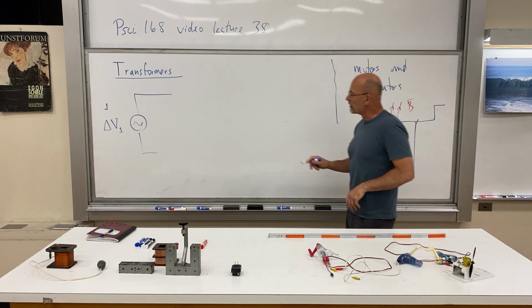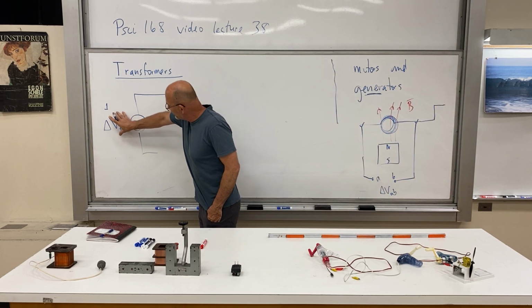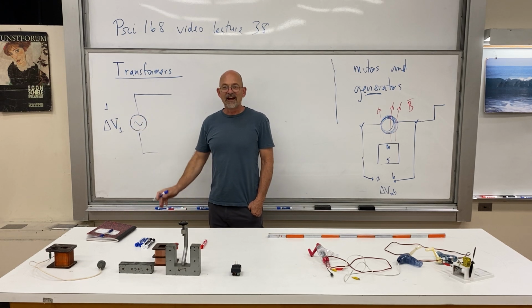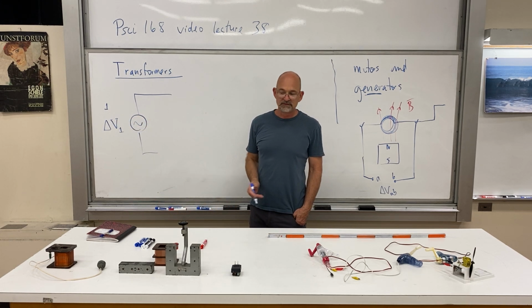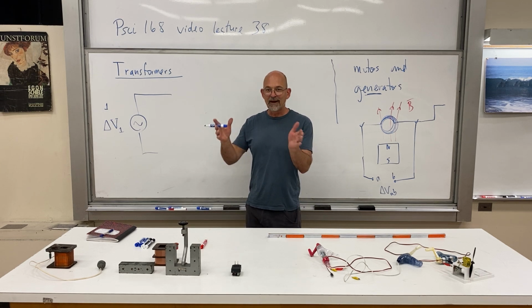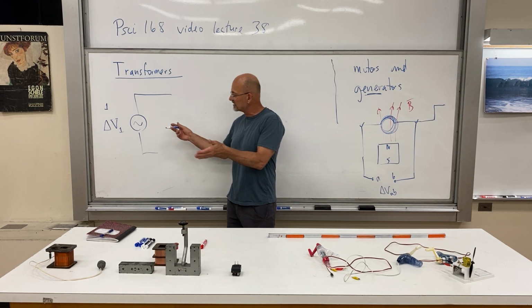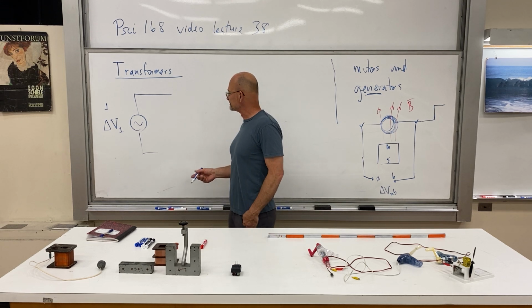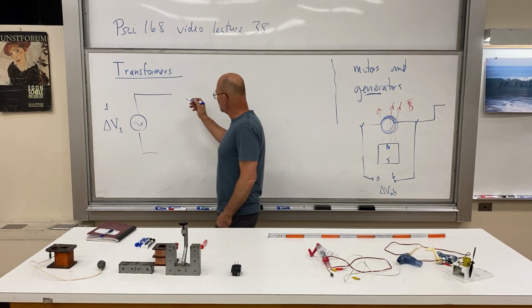Okay, so what we want to do is get, say, this voltage, let's just say it's 120, we want to get it down to maybe 12. That would be a step-down transformer, or maybe we want to get it up to 1,000 volts or a couple thousand volts. So what we do is this.